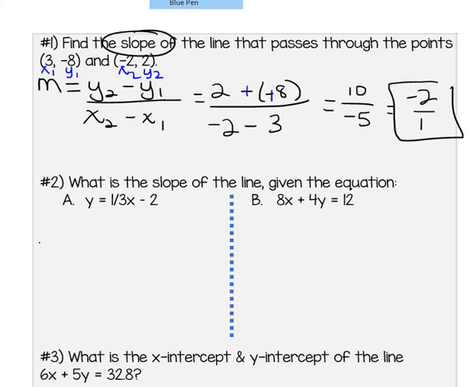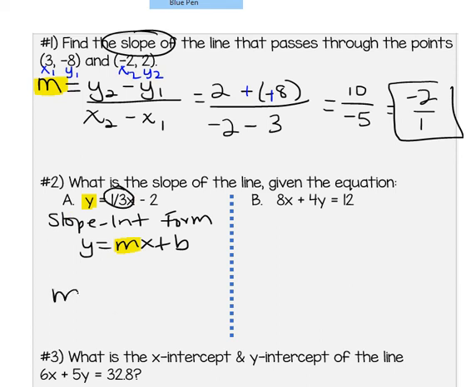Number 2, what is the slope of the line given the equation? This time I'm given the equation. Notice it's already solved for y. That's what we want because it's in slope-intercept form. Just to refresh your memory, that's when we have y equals mx plus b. And my m, just like my m from my formula, is my slope. So in this equation, my slope is 1/3 because it's in front of that x. So my m is 1/3.